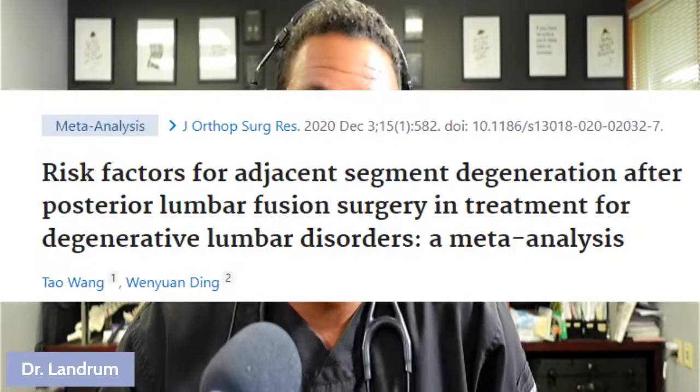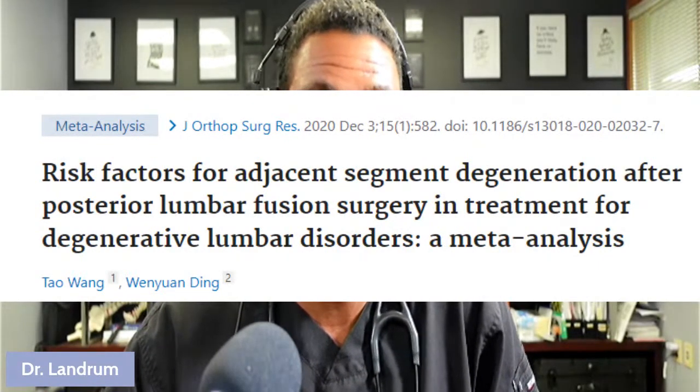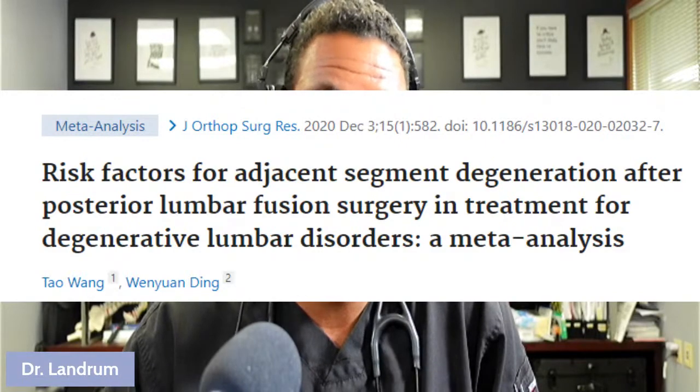All right, so let's move on to another article that gives us a little bit of information. Hang in there with me, guys. We don't have a whole lot of other articles. As a matter of fact, this might be our last. It looks at risk factors for adjacent segment degeneration after posterior lumbar fusion and treatment of degenerative lumbar disorders, a meta-analysis. I know a lot of people ask, why do we keep picking these meta-analyses? The reason is that you can get a summation of a lot of different studies, a lot of information, and use it to make your best educated guess.